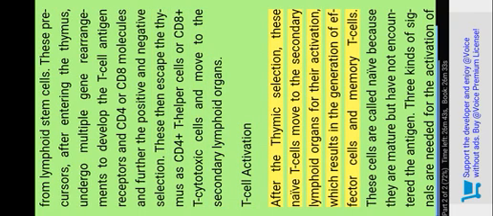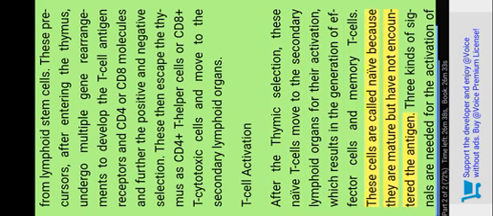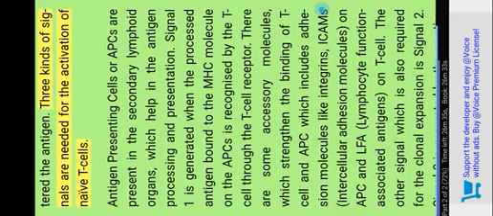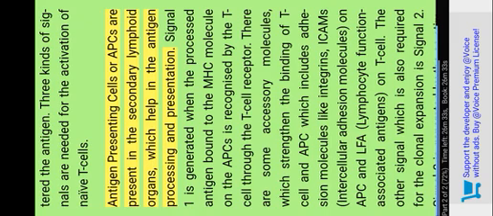T cell activation. After the thymic selection, these naive T cells move to the secondary lymphoid organs for their activation, which results in the generation of effector cells and memory T cells. These cells are called naive because they are mature but have not encountered the antigen. Three kinds of signals are needed for the activation of naive T cells. Antigen-presenting cells, or APCs, are present in the secondary lymphoid organs, which help in antigen processing and presentation.